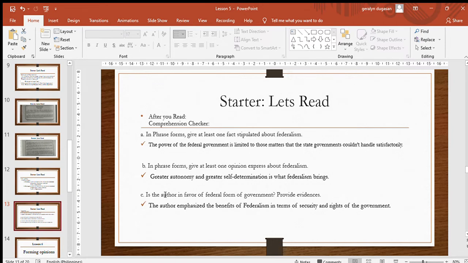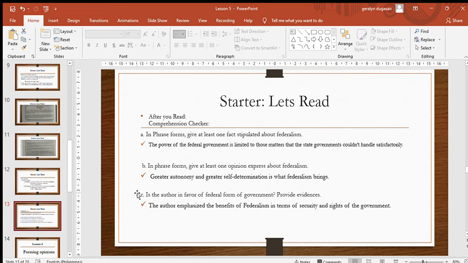So the comprehension checker. In letter A, I give one fact stipulated about federalism. This one: the power of the federal government is limited to those matters that the state governments couldn't handle satisfactorily. It's the fact stipulated about federalism. And letter B, I give at least one opinion expressed about federalism. Greater autonomy and greater self-determination is what federalism brings.